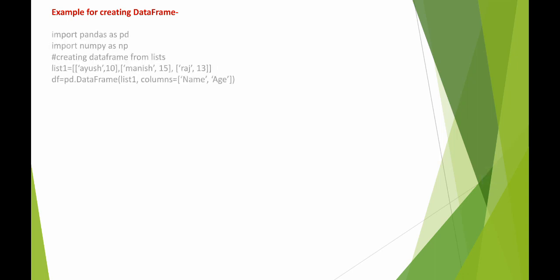Now see, import pandas as pd, import numpy as np. Those are the necessary lines for the coding. If we are going to create a data frame, see, list1 = [['Ayush', 10], ['Manish', 15], ['Raj', 13]]. What we have here is a nested list inside the list. Here we have a list Ayush 10, the second list is Manish 15, and the third list is Raj 13, and all of it has been nested inside a single list.